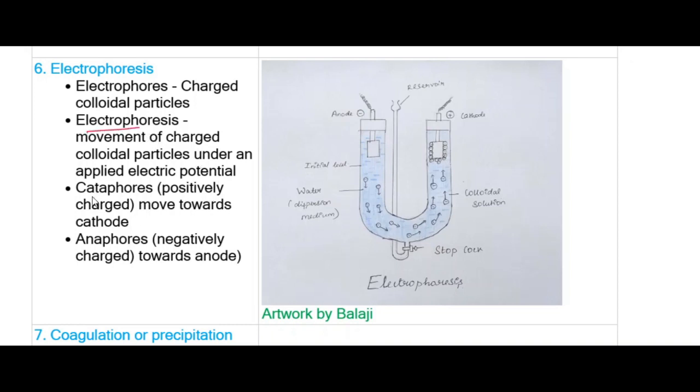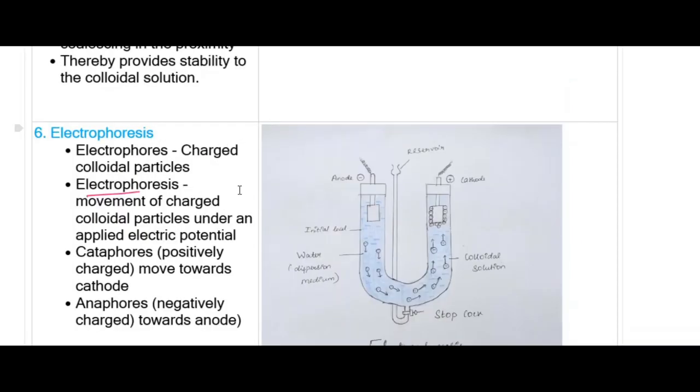Okay. Now, the cataphores are positively charged because they are moving towards the cathode. Anaphores are moving towards the anode. So they are called anaphores. You can observe here that this electrophoresis is a very important property among the properties of colloids.